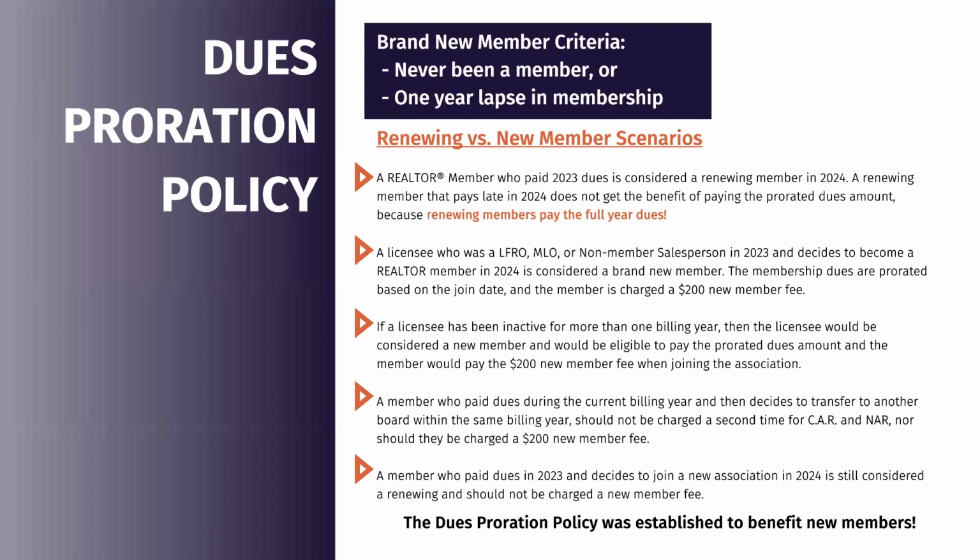So a licensee who was a LIFRO, MLO, or non-member salesperson in 2023 and then decides to become a realtor member in 2024 is actually considered a brand new member because they did not pay dues in 2023. And so the membership dues for these individuals is prorated based on the join date, and the member is charged a $200 new member fee.